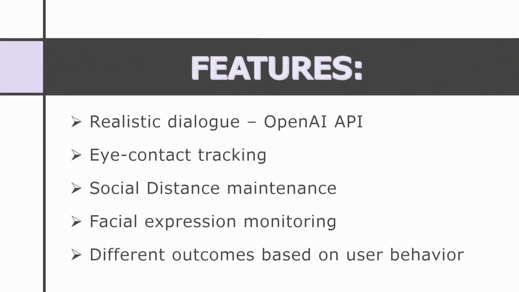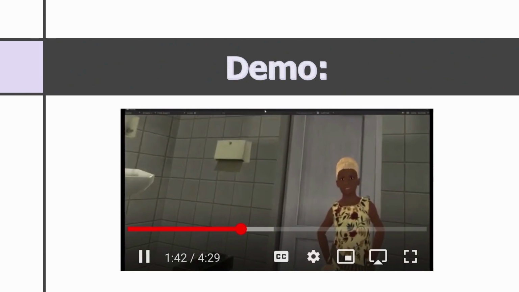The things we are using to measure these cues are dialogue, eye contact tracking, social distance, and facial expressions. Based on how the user reacts during the simulation, we have different outcomes, and it's all dynamic and not pre-programmed. I have a 10-second clip just so you can get a little idea of what we mean.